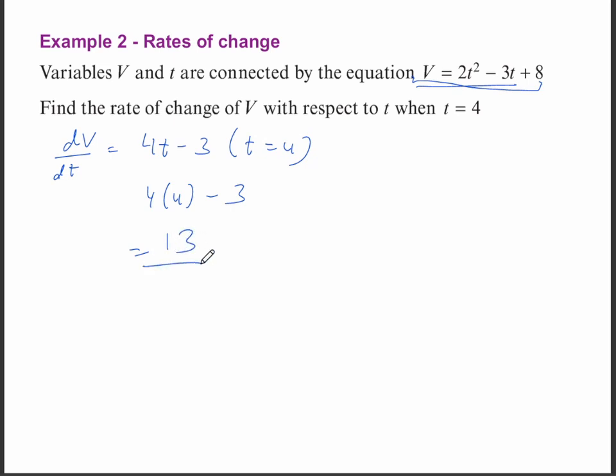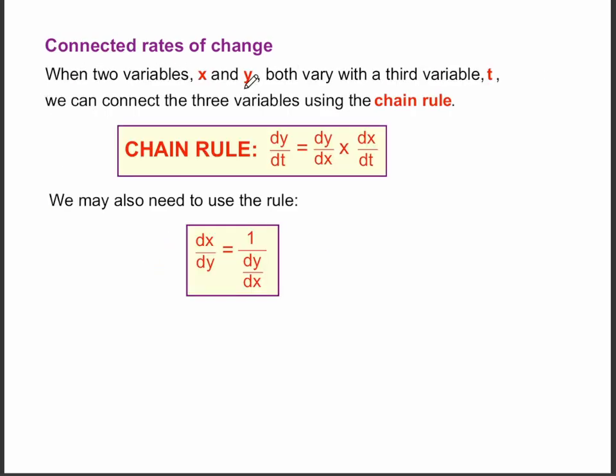When two variables x and y both vary with a third variable t, we can connect those three variables using chain rule. We saw a slight example of this under the u substitution part. We will also sometimes use this formula right here, where dy over dx is just going to be the reciprocal of dx over dy. So 1 over dx over dy.